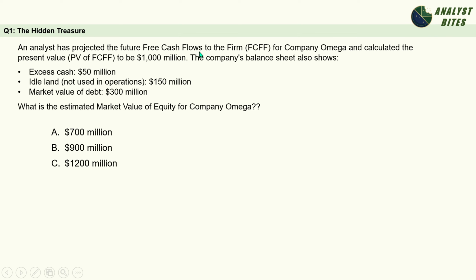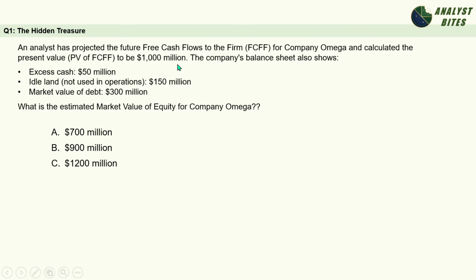The problem gives us the projected data for Omega Company. The PV of FCFF is 1,000 million. In addition, several items from the balance sheet are provided. Our goal is to find the equity value. Remember the gears and treasure chest formula? Before calculating equity, we must first find the firm value.